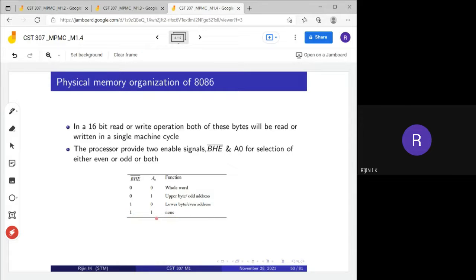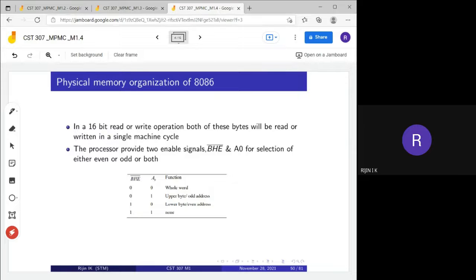So in a 16-bit read or write operation, both these bytes will be read or written in a single machine cycle, and the processor provides two enable signals, as we have discussed, BHE and A0, for selecting either the even bank or the odd bank.